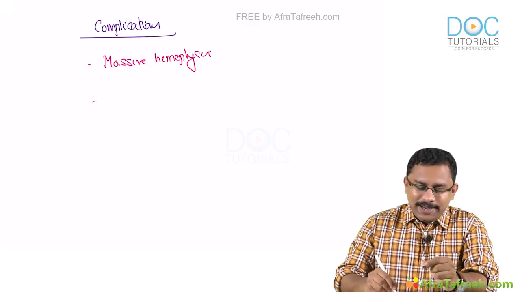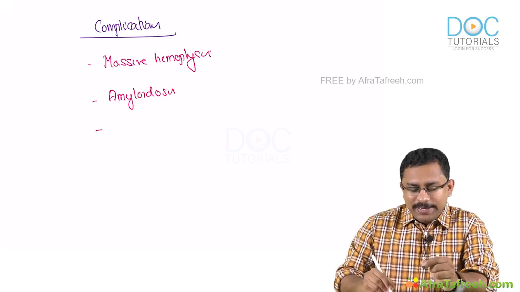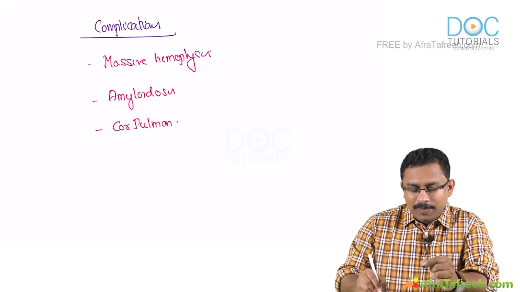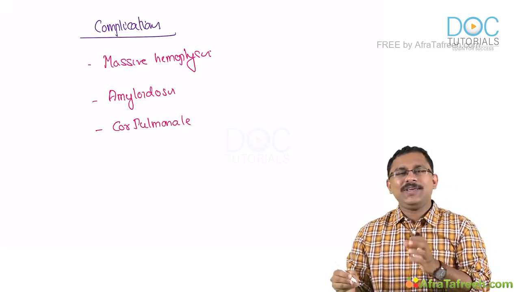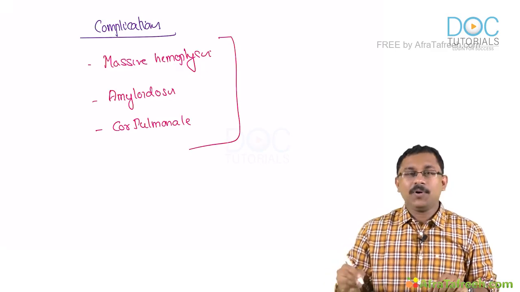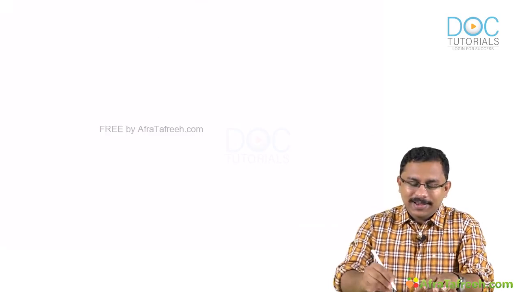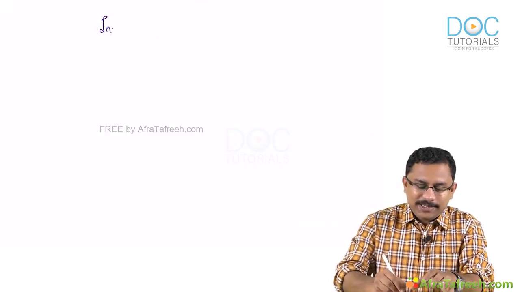And then you might have long-standing bronchiectasis, so you might develop amyloidosis. Sometimes you might develop a cor pulmonale. So these are some of the long-term complications that can happen with your bronchiectasis. Now we will see how we will investigate a case of bronchiectasis.